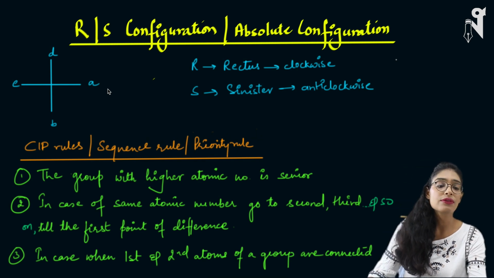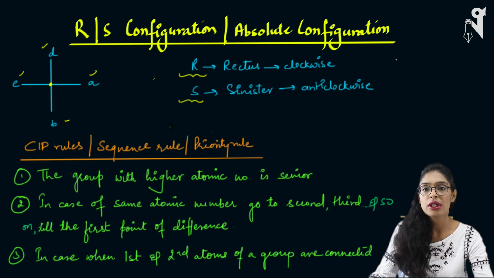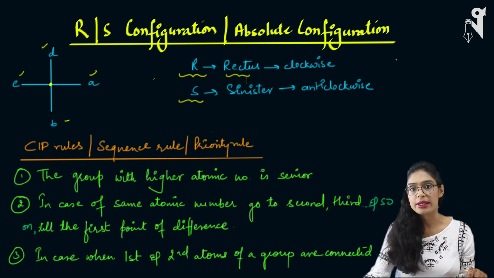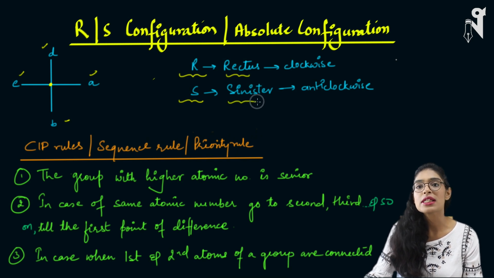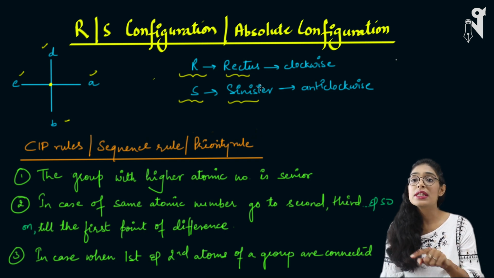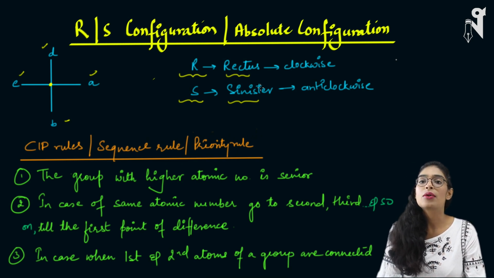Okay, so if you see the molecule mentioned here, I have a chiral center and four different groups attached: A, D, E, and B. This molecule can have two kinds of configurations. One is R configuration and another is S configuration. R is the short form for rectus, and rectus means clockwise. Similarly, S is for sinister, and sinister means anti-clockwise. So we will assign the priorities to the groups, and then see whether it is going clockwise or anti-clockwise, and that will help us know the configuration of the molecule.